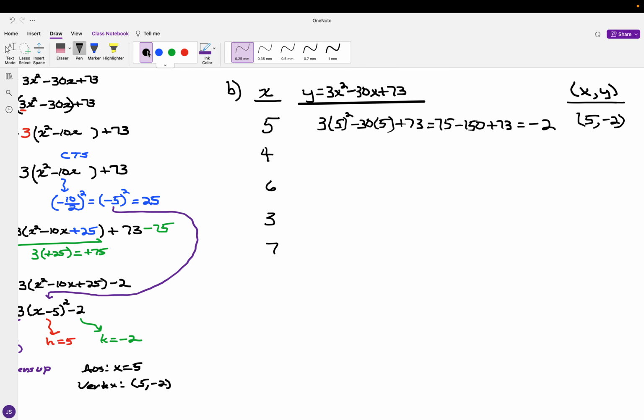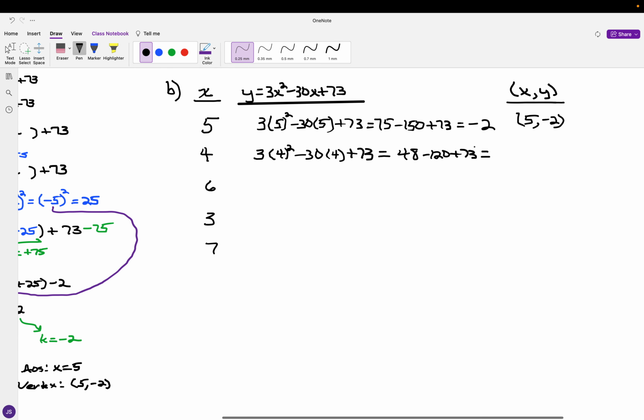And if I run through the treatments, so if x is 4, I have 3 times 4 squared minus 30 times 4 plus 73. So 4 squared is 16, times 3 is 48. We got minus 120 plus 73. And for what we will have in the process, it will come out to positive 1.